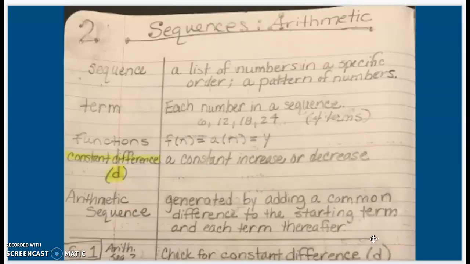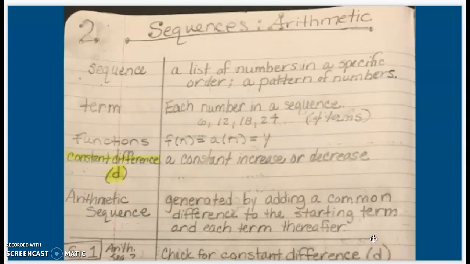So first things first, what is a sequence? It's a list of numbers in a specific order, a specific pattern of numbers. Each number in a sequence is called a term. So in the sequence 6, 12, 18, 24, there are 4 terms.